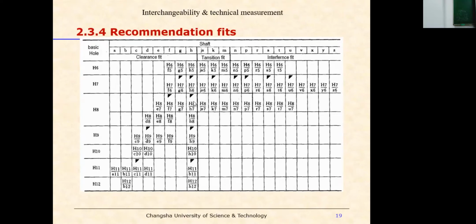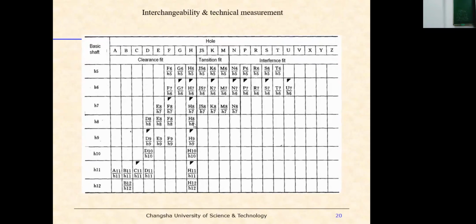The recommendation phase is the first use; we have the emphasized value. Okay, yes. And then for the hole basis, we can use this one and this one. This is the first line we choose.